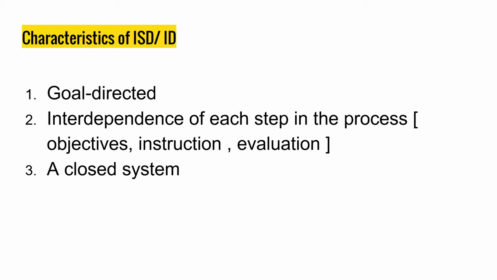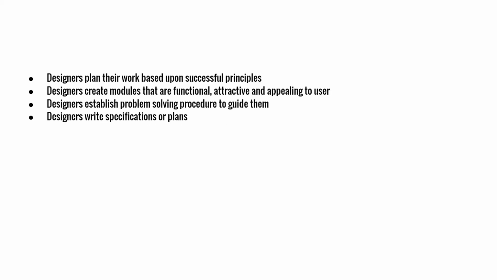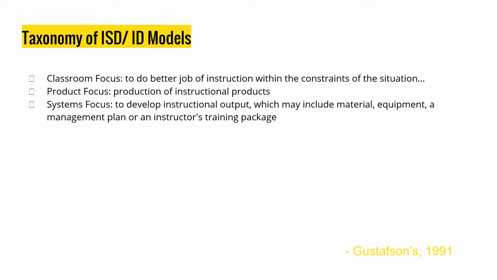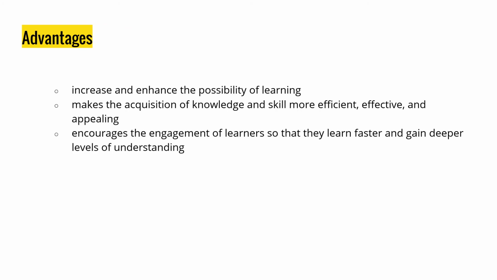All right. Next is the interdependence of each step in the process, and it is a closed system. These are some of the elements that you can look at. And also this is the taxonomy of ISD and ID models. What are the advantages of an ISD or an ID?